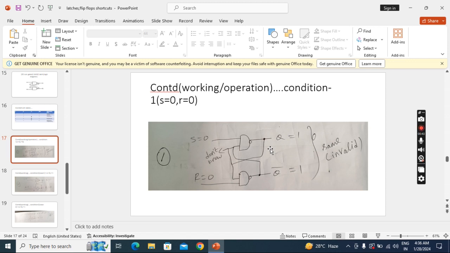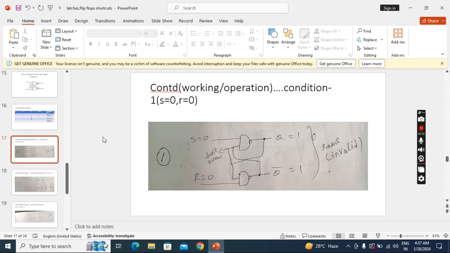What is the NAND gate definition? If any one input is 0, then the output becomes 1. Here also, any input 0, output becomes 1. So Q also becomes 1, Q bar also becomes 1. So this is happening in the first condition. Okay. And I told you both outputs should be complementary. That is the rule. So it's not following that rule. That's why we call it an invalid or not used condition.